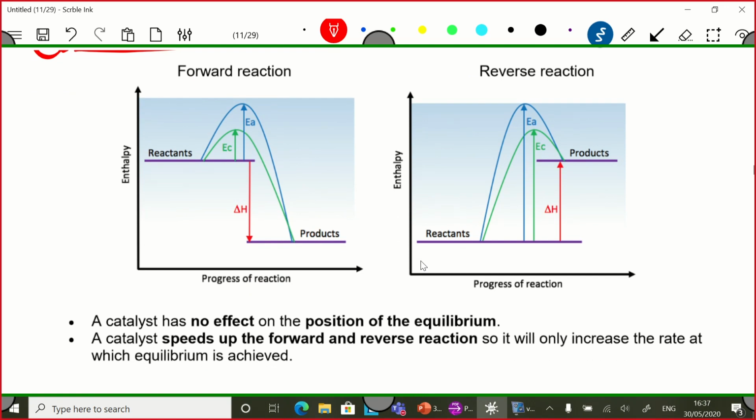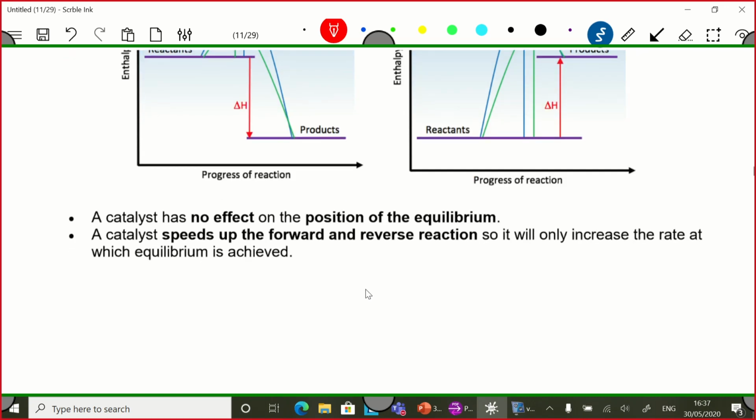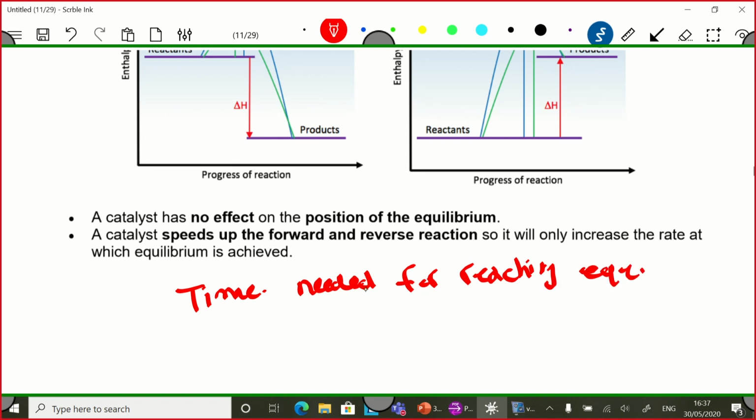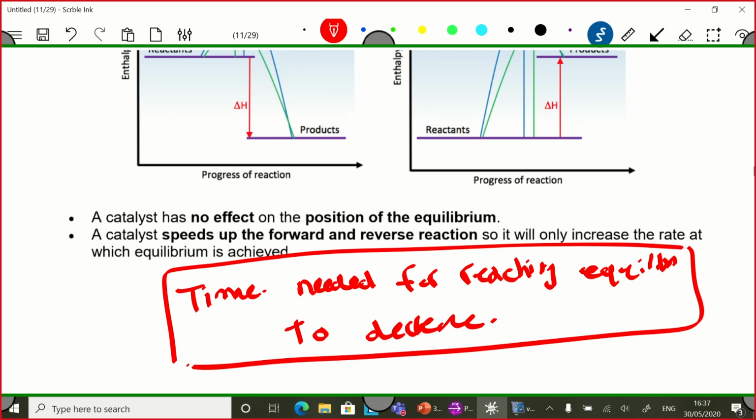Okay, what's the impact of using a catalyst? If you use the catalyst, the time needed for reaching equilibrium is going to decrease. So if you have a reaction and this reaction is reversible, it might take hours and hours to reach equilibrium without a catalyst. But if you use the catalyst, the time to reach equilibrium is going to decrease significantly.